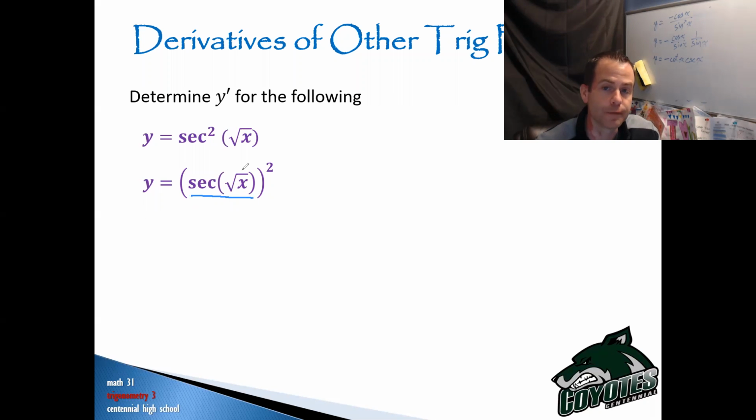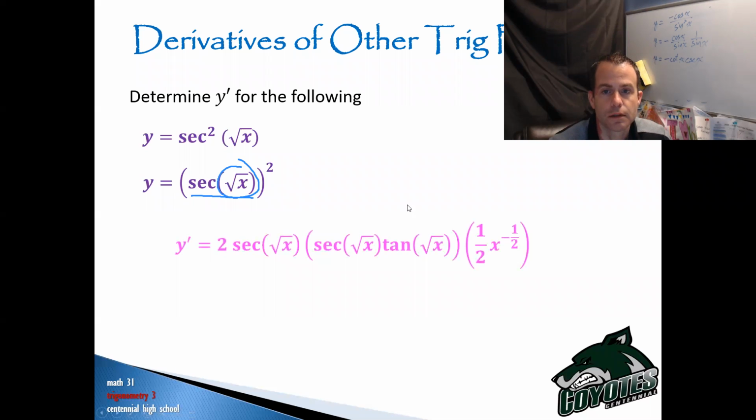Then I have to take the derivative of the inside function, which is the root of x. Way back in the second unit, you learned that the root of x is x to the 1/2, so the derivative of that would be 1/2 x to the negative 1/2. That's everything I've written here. The 2 came to the front, my secant root x dropped to a degree of 1, then I had the derivative of secant root x, which is secant root x tan root x. And then the derivative of root x was 1/2 x to the negative 1/2.